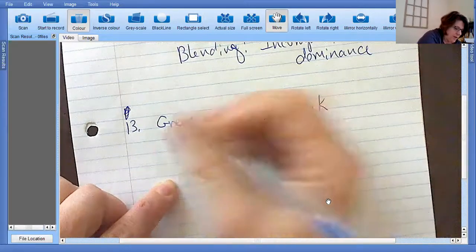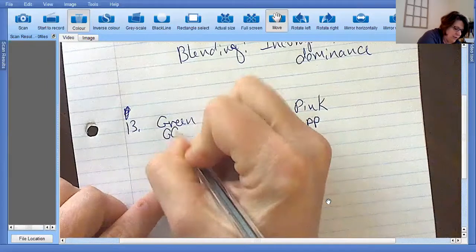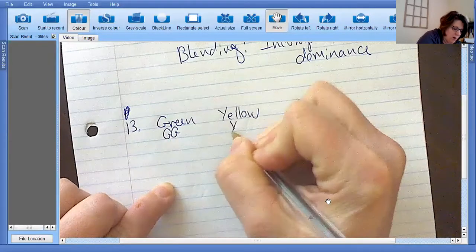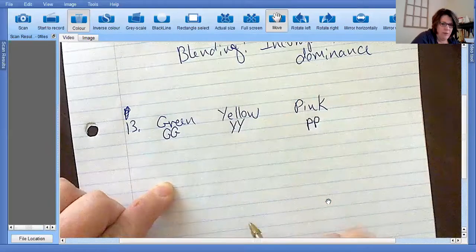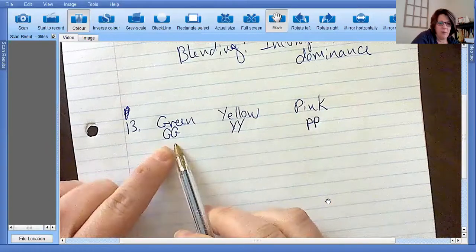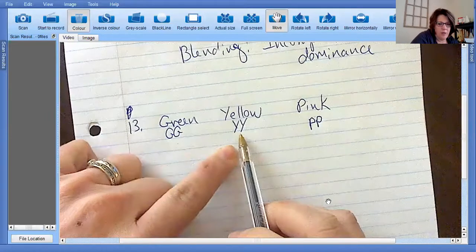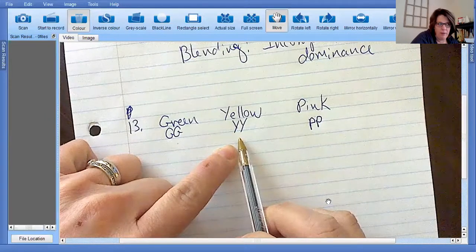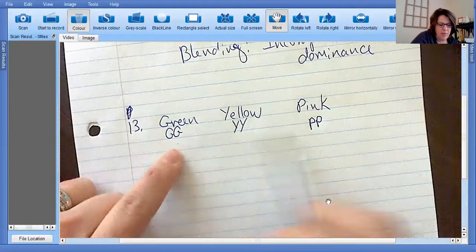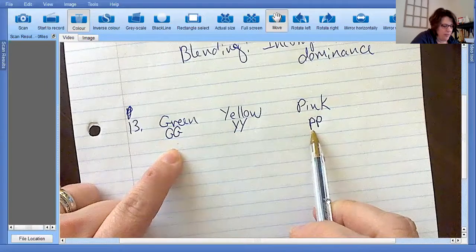So let's use big G for green, big Y for yellow. If they're green, they're definitely going to have a big G. If they're yellow, they're going to have a big Y. But if they're little p, they're going to be pink.